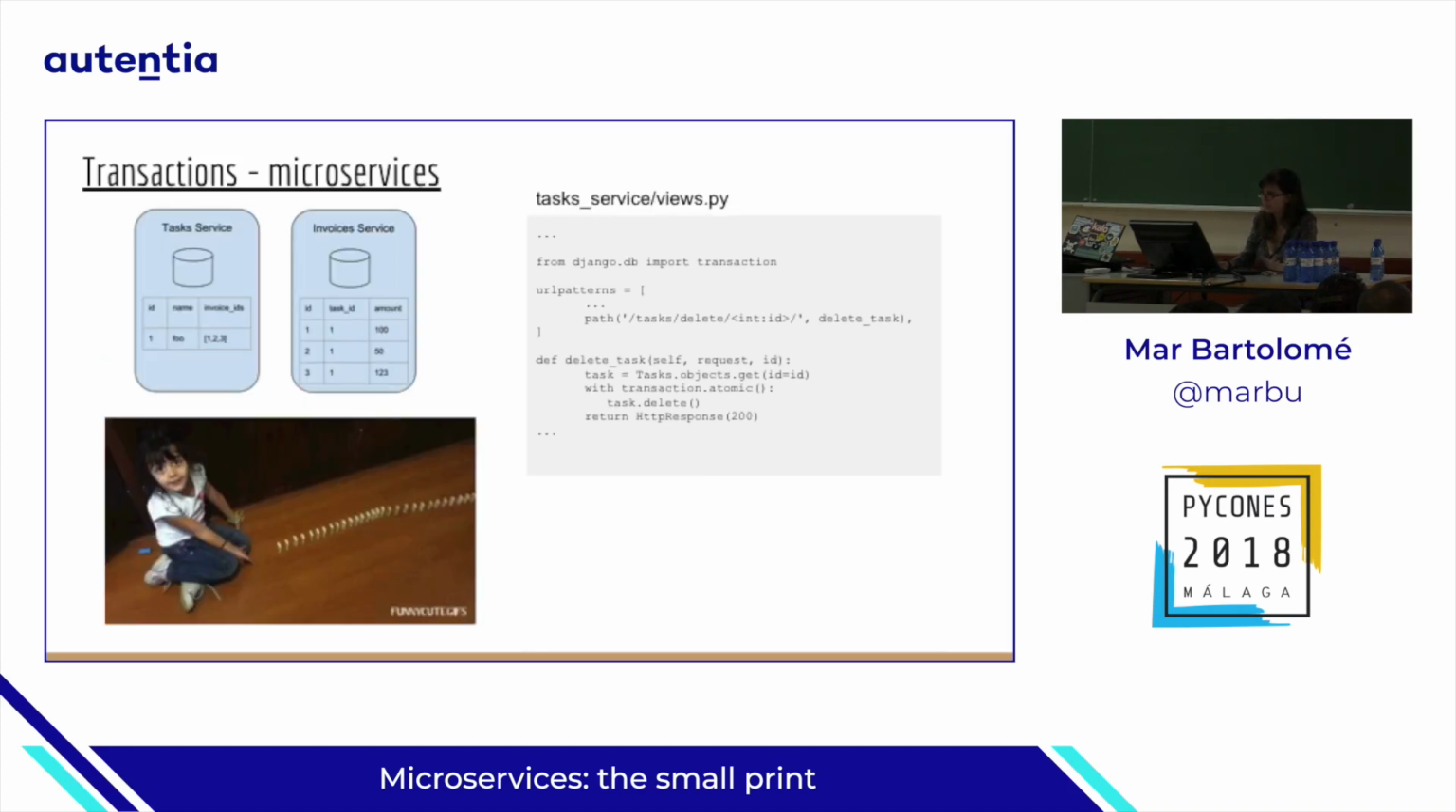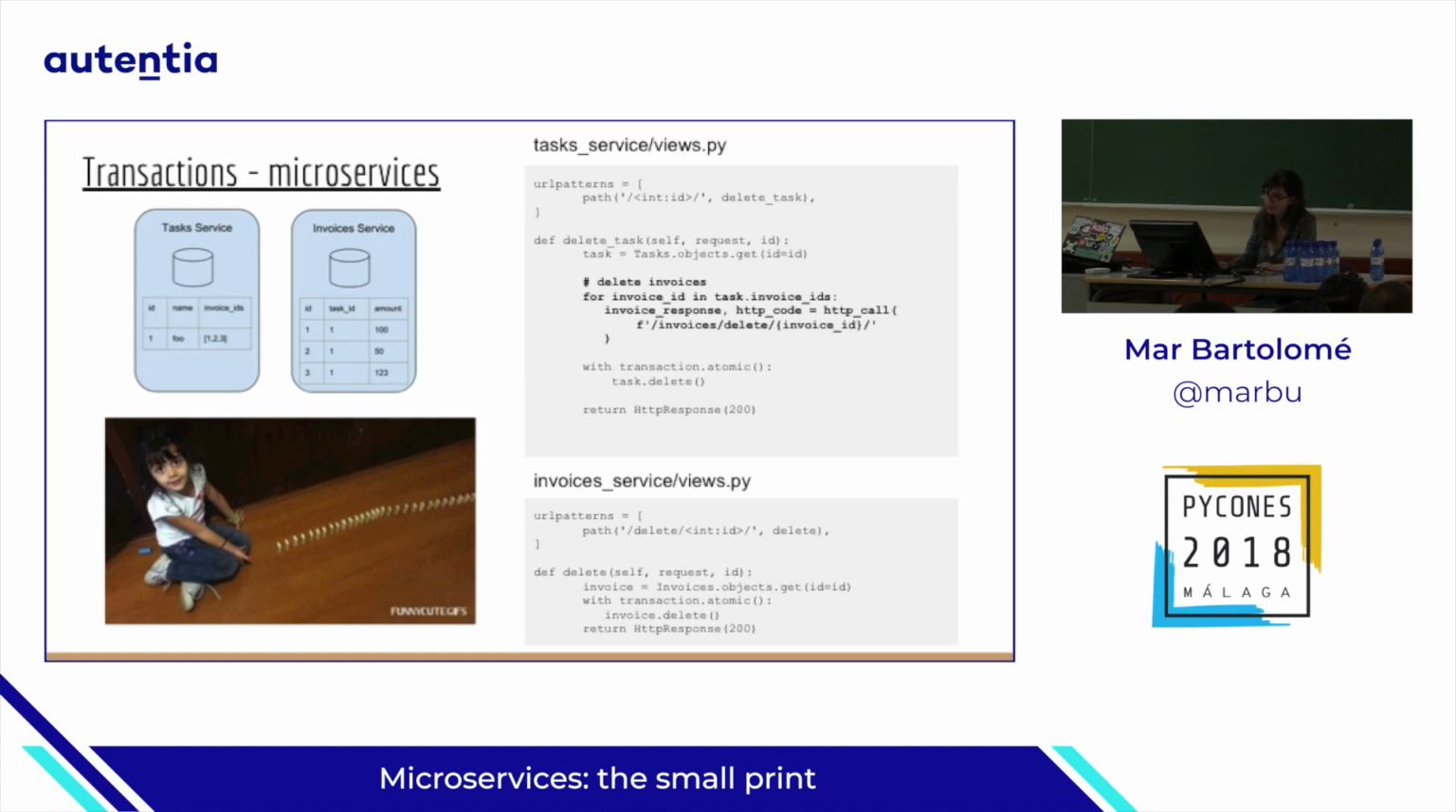You could think that in principle, the implementation in the microservice is going to be the same. Fetch a task and delete it. Unfortunately, if I do this, the only thing that's going to happen is that I'm going to delete the task on my local database. But the invoice data, of course, lives on a different service. So it's going to remain there, untouched, and what's worse, pointing to a task that no longer exists. They're going to be orphaned.